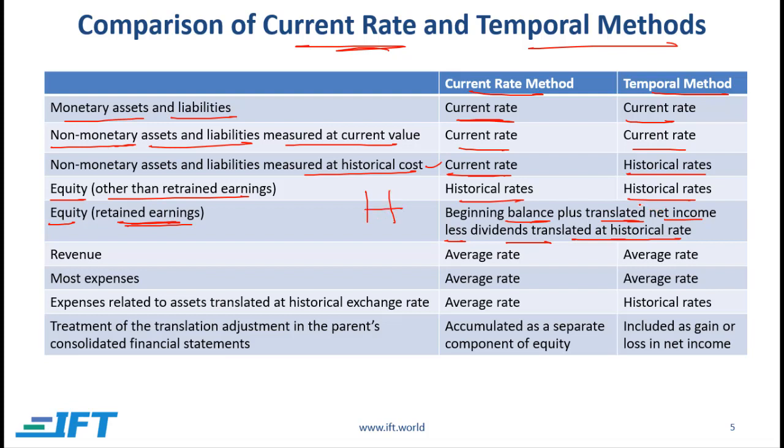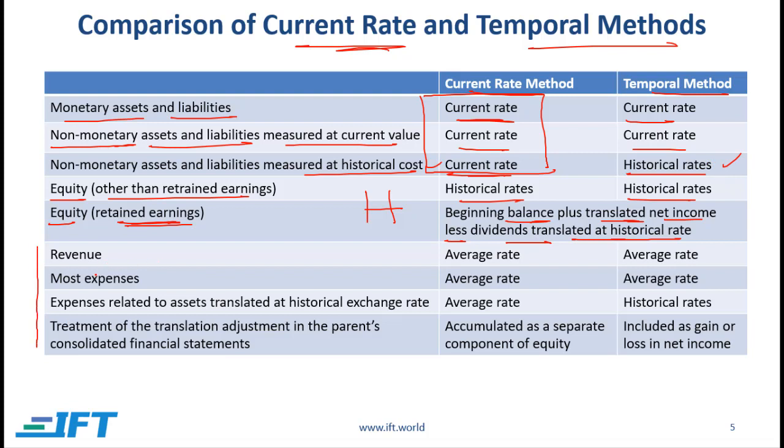And here, just to remember, with the current rate method, assets and liabilities are translated at the current rate regardless of the categorization. Whereas with the temporal method, if an asset or liability is measured at current value, then we use the current rate. If the asset or liability is measured at historical rates on the balance sheet, then the translation also happens using the historical rate.